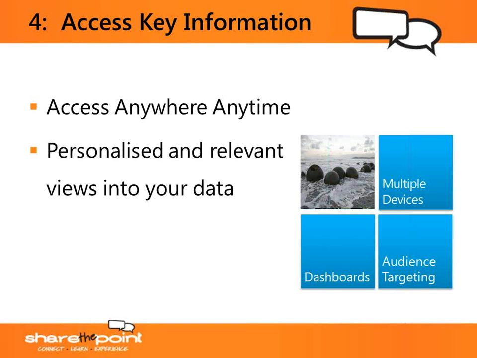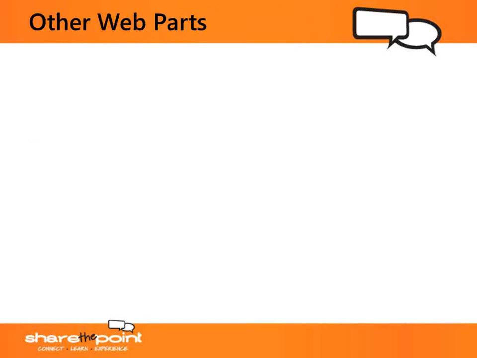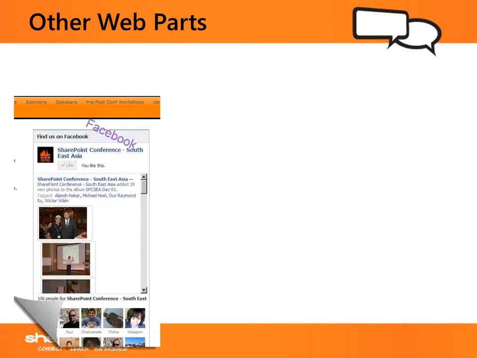The other thing about key information is making sure that the views are relevant to who you are in the organisation, and that you're only getting to information that you need to see. So the goal here being that you get to the information you need in a few clicks. And you can do that, part of the information you see is through web parts. And I just wanted to talk about a couple of different web parts that you can put onto SharePoint pages.